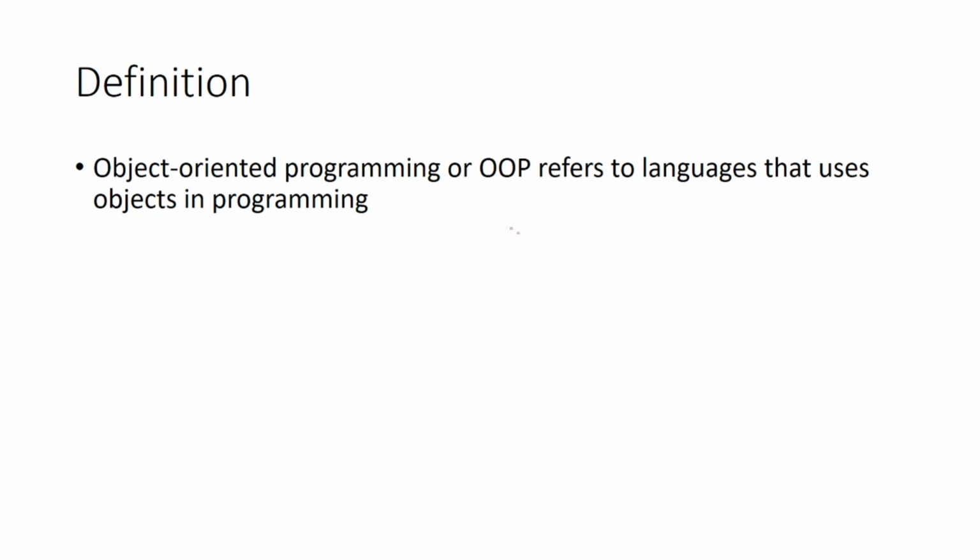In this video, I'll be talking about object-oriented programming. And of course, as the title suggests, it's actually going to be oversimplified. So first things first, we'll start with the definition. What do I mean by object-oriented programming? Now, object-oriented programming, or OOP, refers to languages that use objects in programming. In this video, I'm going to be using this term over here to refer to object-oriented programming.